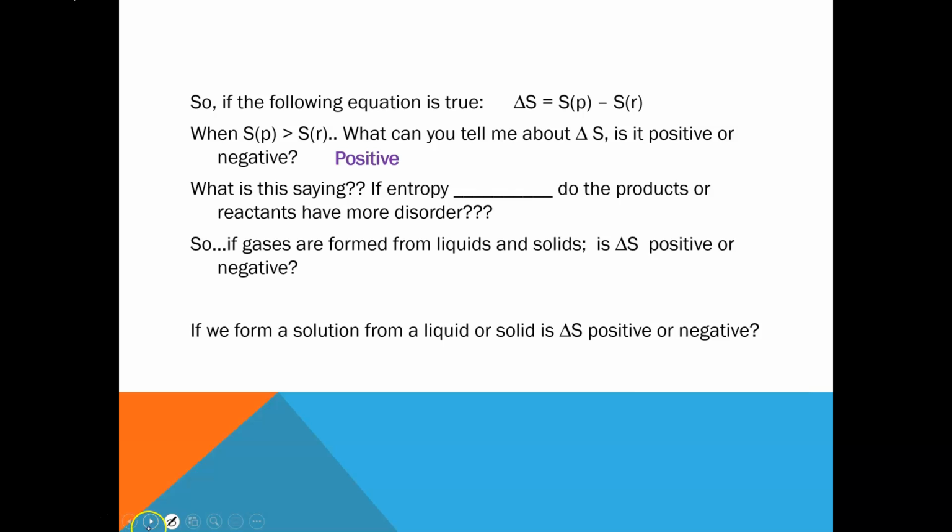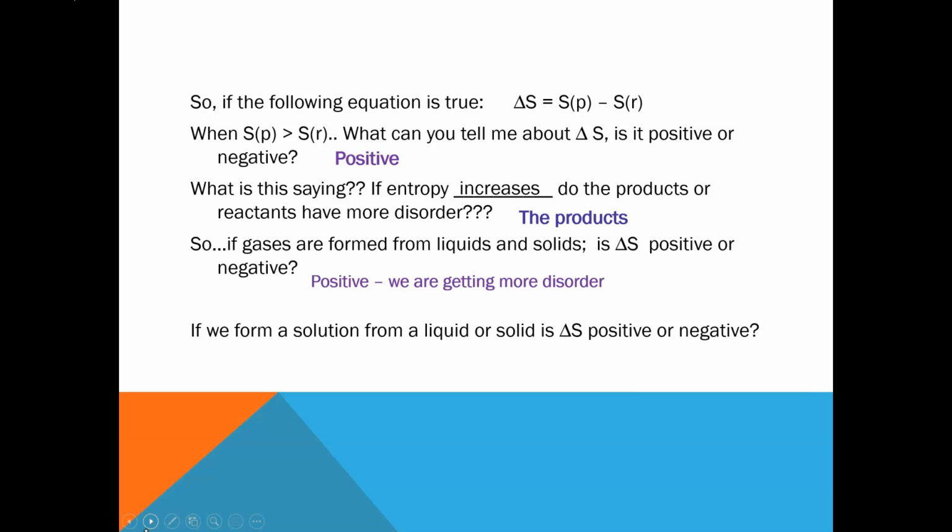So that means that if entropy is increasing, do the products or reactants have more disorder? The products. Because if entropy is increasing, that means that my S of the products is increasing because delta S would be positive, meaning the products have more disorder. Okay, so if gases are formed from liquids and solids, think about this for a minute. Is delta S positive or negative? They're positive. You're getting more disorder. Think about it. Gases have more entropy or more disorder than liquids and solids, right? So if gases are the products, my S of the products is bigger than my S of the reactants, making my delta S positive.